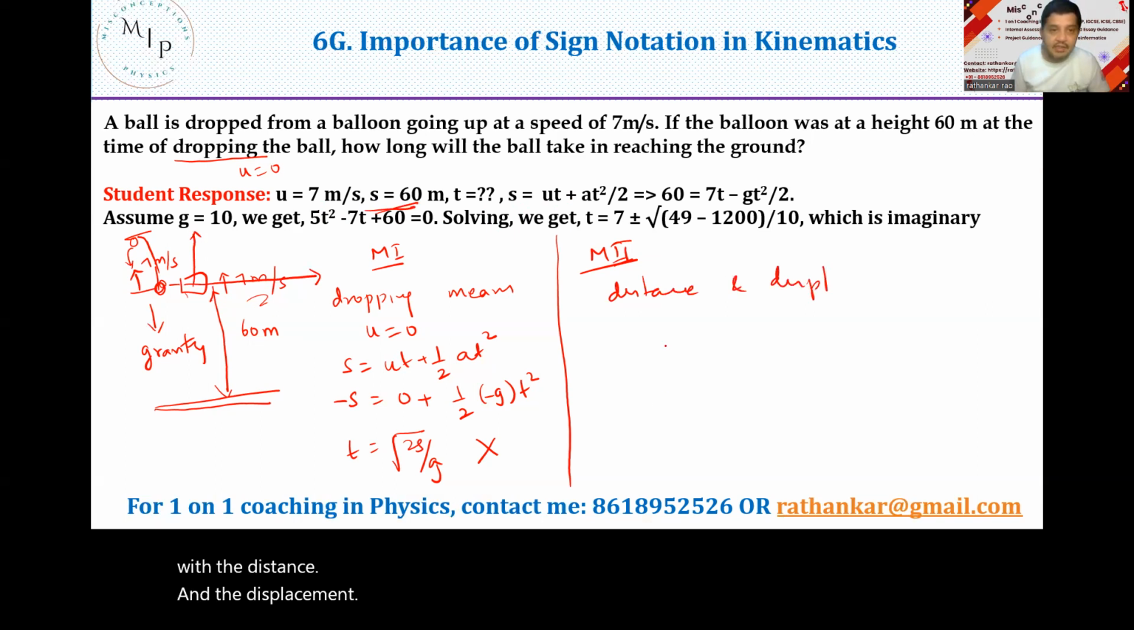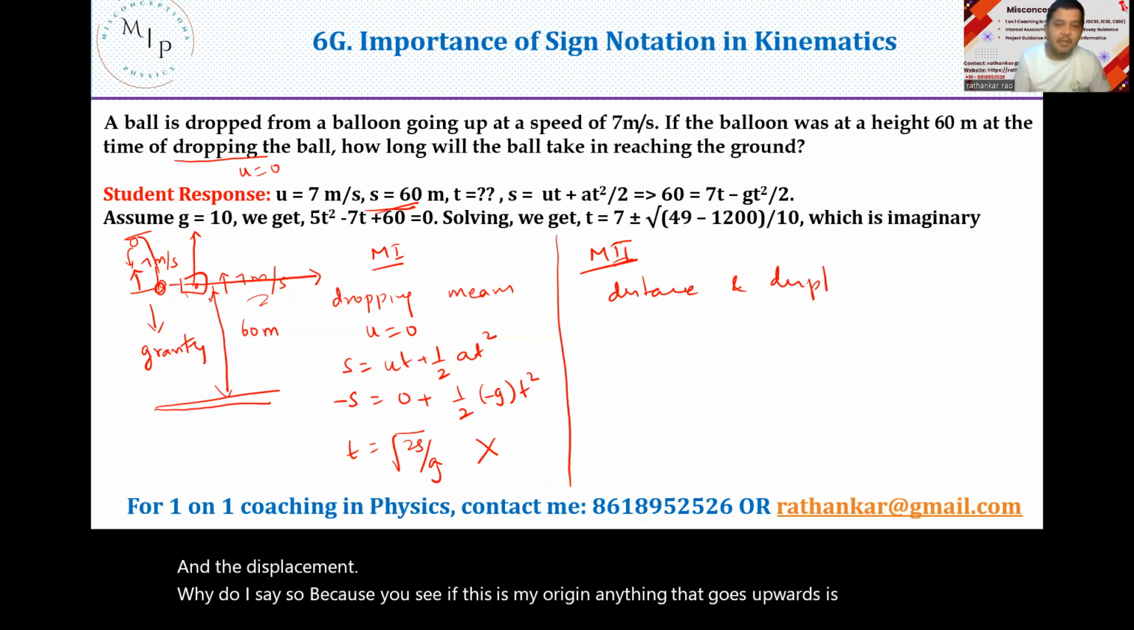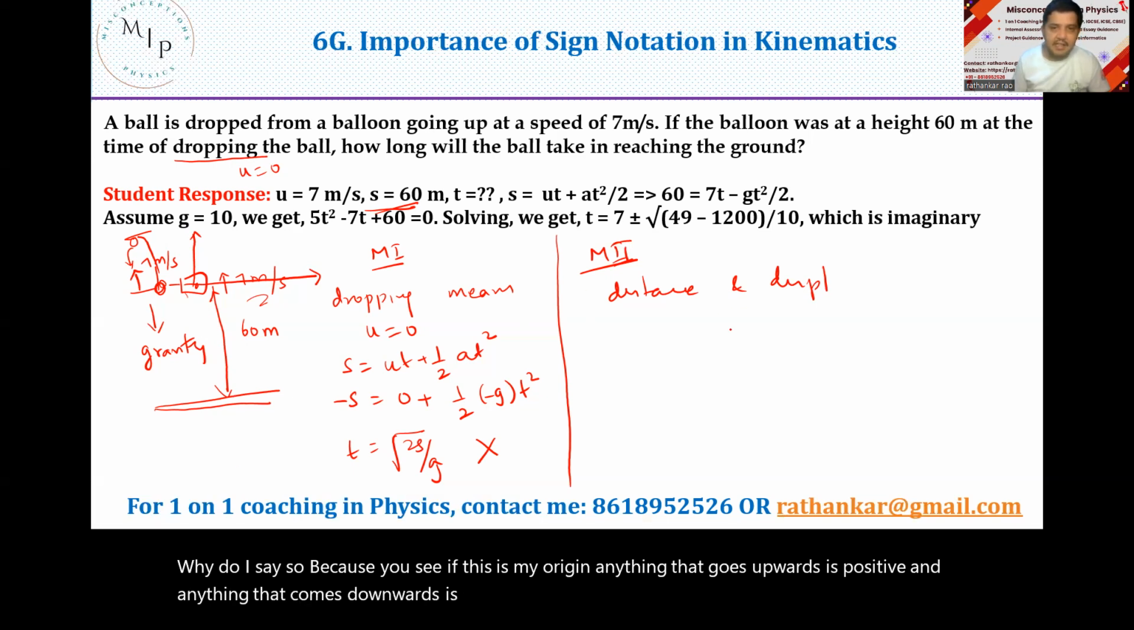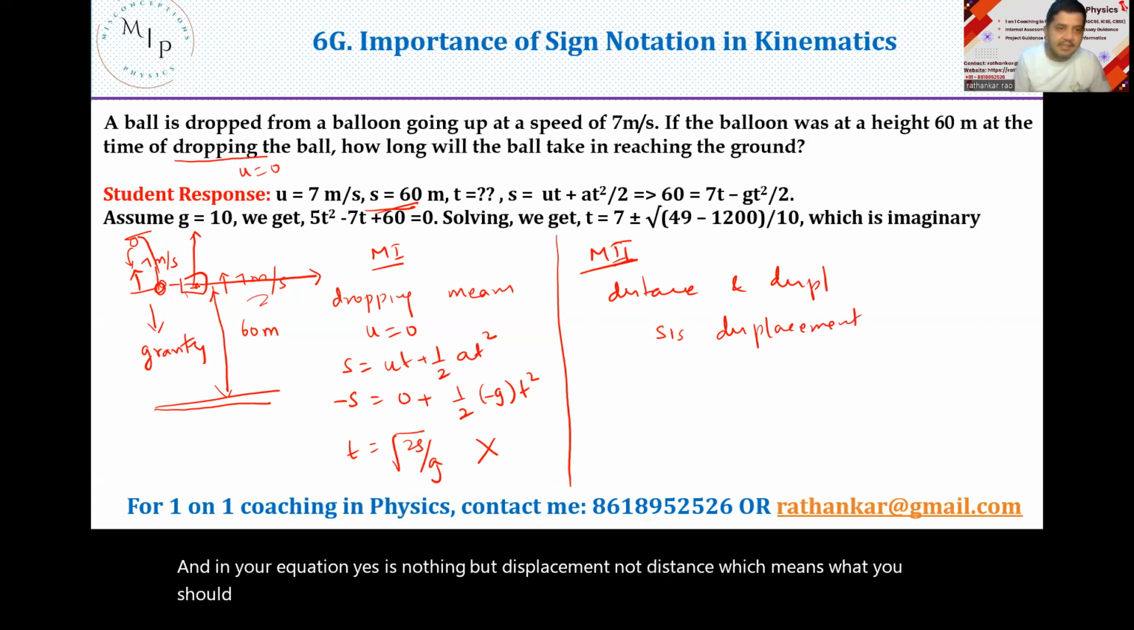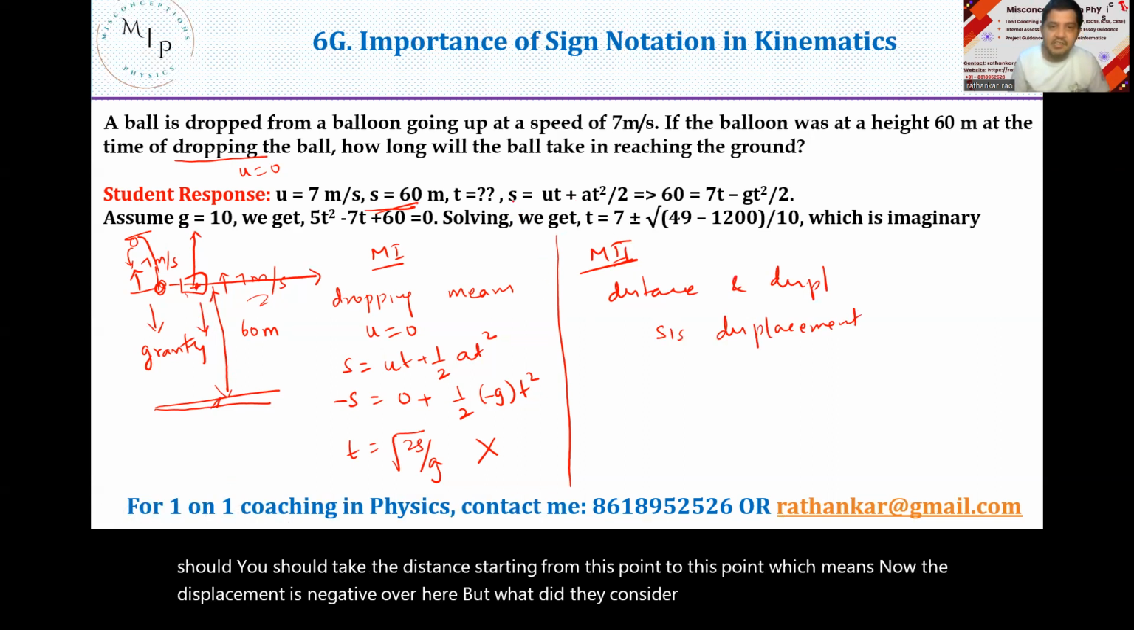Why do I say so? Because you see, if this is my origin, anything that goes upwards is positive and anything that comes downwards is negative. And in your equation, S is nothing but displacement, not distance. Which means what you should have? You should take the distance starting from this point to this point. Which means now the displacement is negative over here. But what did they consider? They considered S to be positive and thereby they substituted these values.